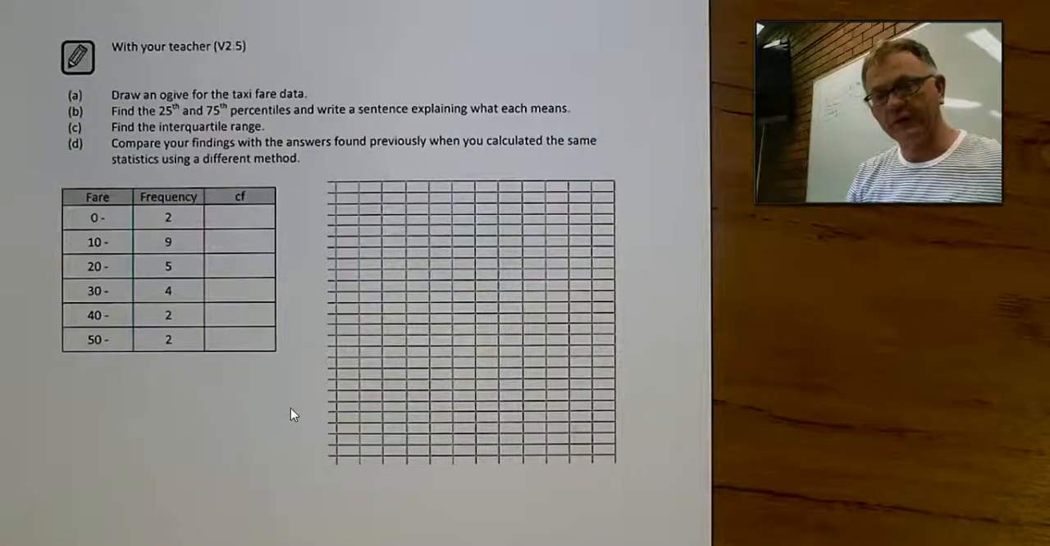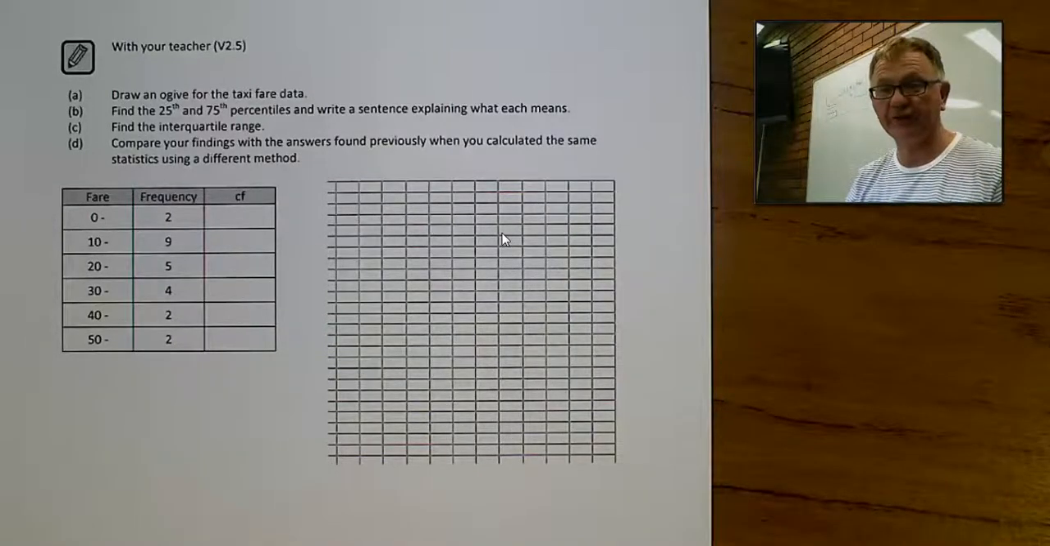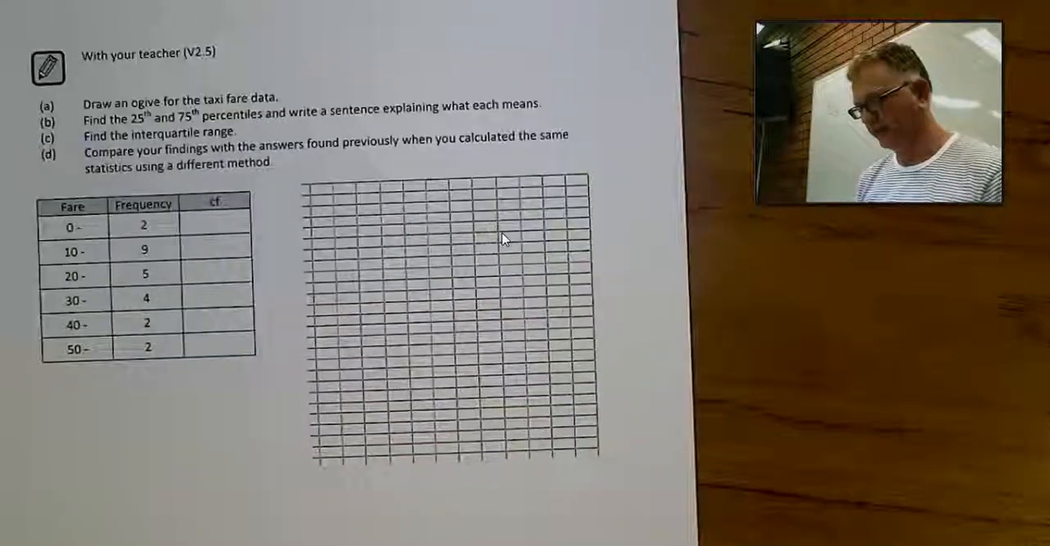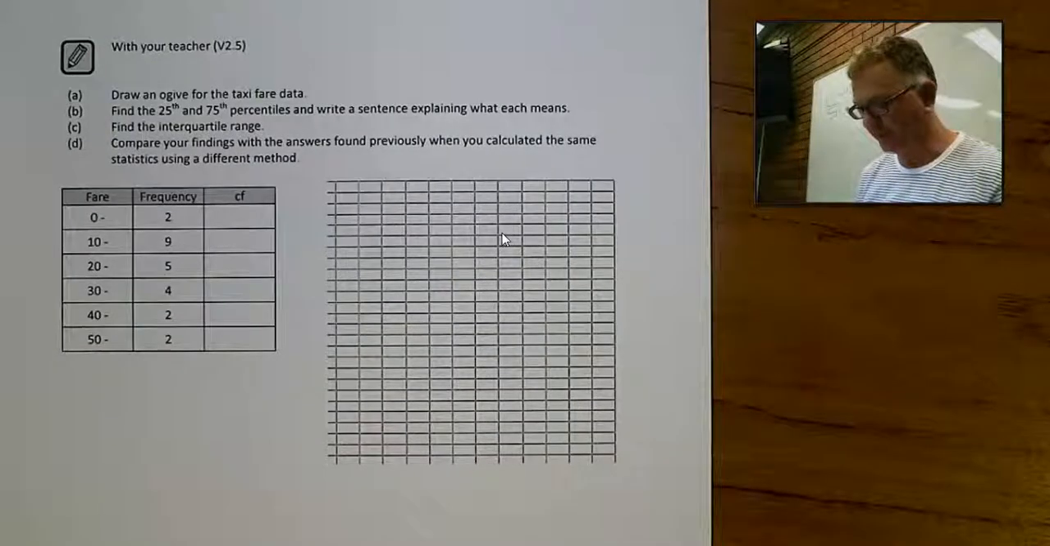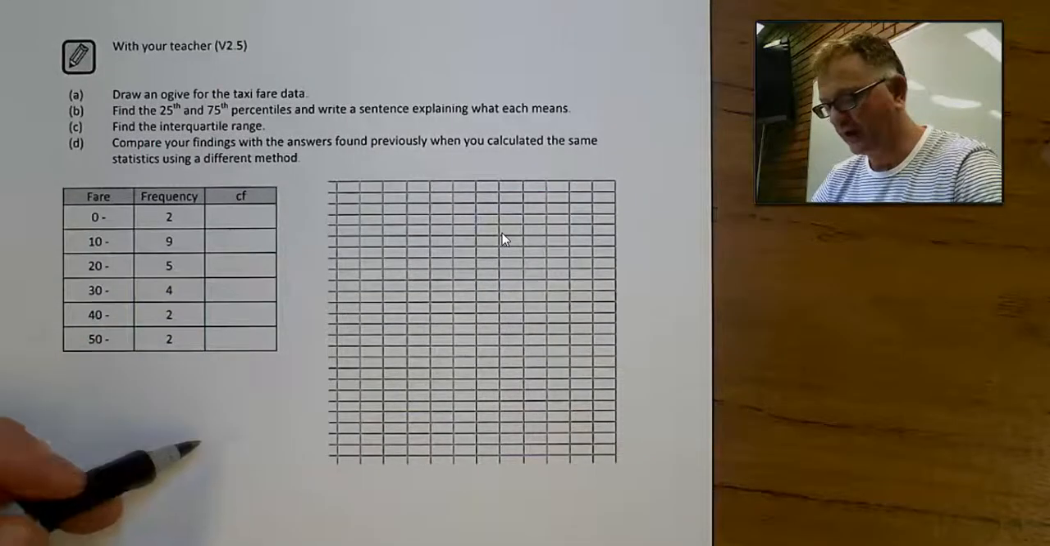Okay, we're going to draw an ogive now of the taxi fare data and use it to calculate some percentiles and the interquartile range. So ogives come from cumulative data, so what we have to do is first of all complete a cumulative frequency column.